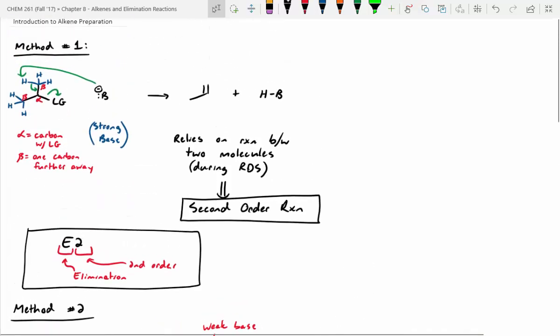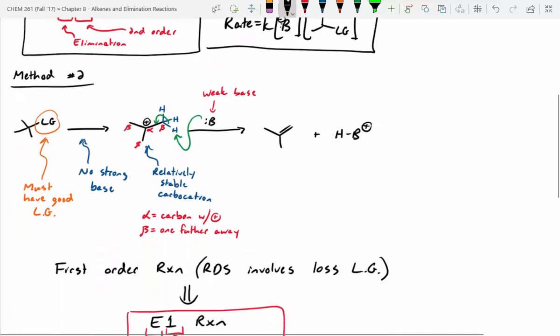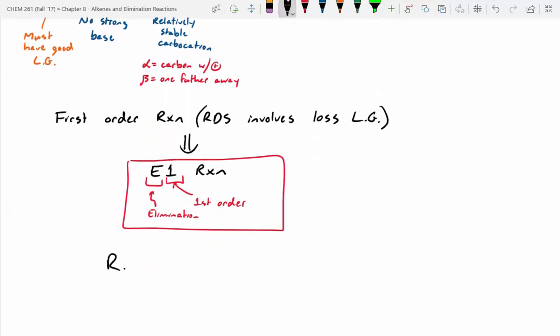We know up here with method 1, our rate is going to be equal to some little k times the concentration of your base, which in this case has a negative charge, times the concentration of our substrate that has our leaving group. And then down here, if we look at the E1 reaction, the rate is going to be equal to k times the concentration of the thing with our leaving group. So no base is involved in the second reaction. That's a really easy way of differentiating between the two. Does that make sense?